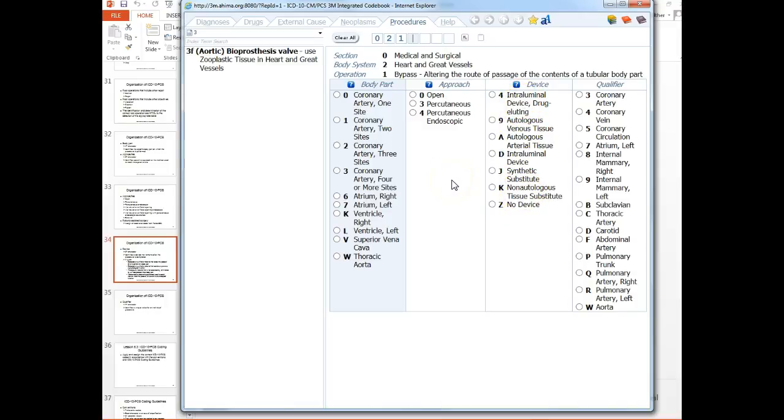So that's going to conclude this lecture for Chapter 6. And in our next lectures, we're actually going to be going over the guidelines.